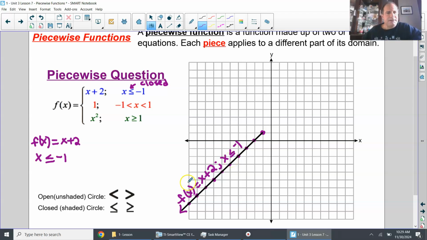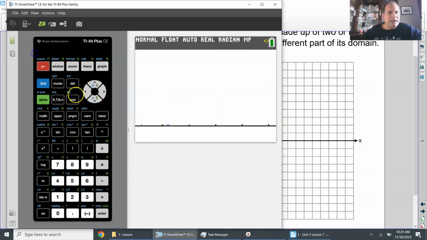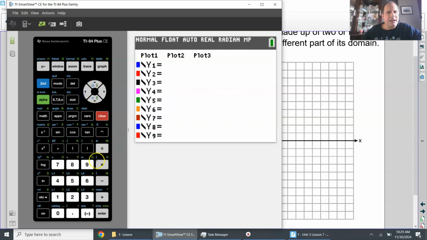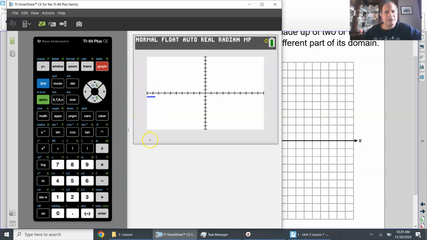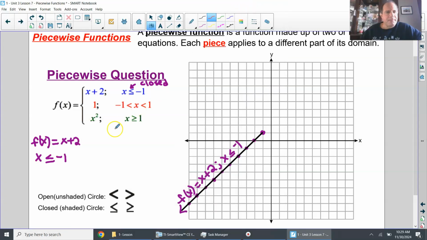All right, now we're going to do f of x equals -1. So grab your calculator again, y equals, f of x equals -1, and that's the graph. It's a horizontal line. All right, so f of x equals -1.